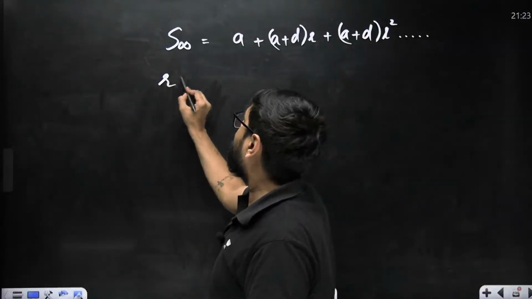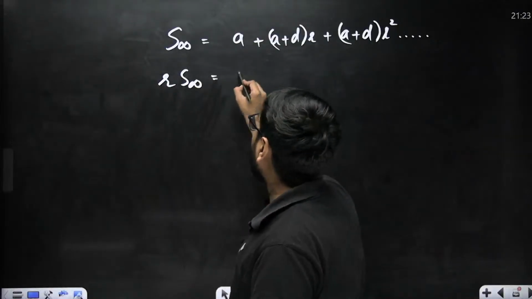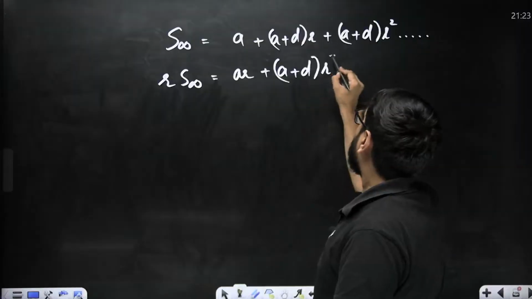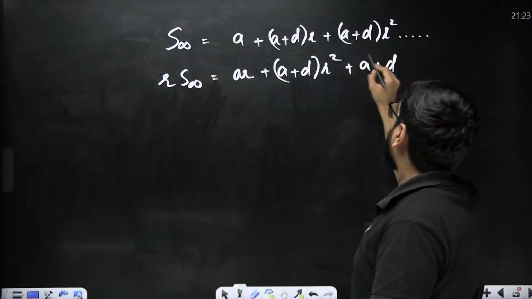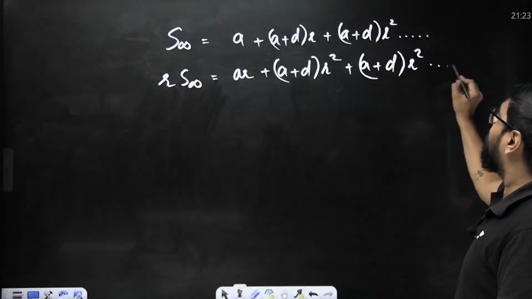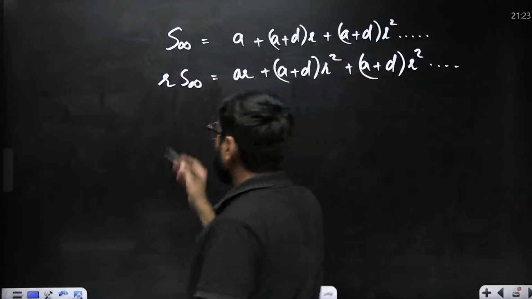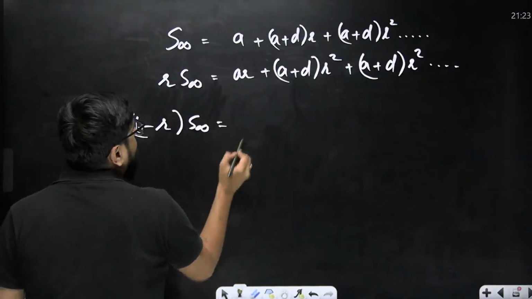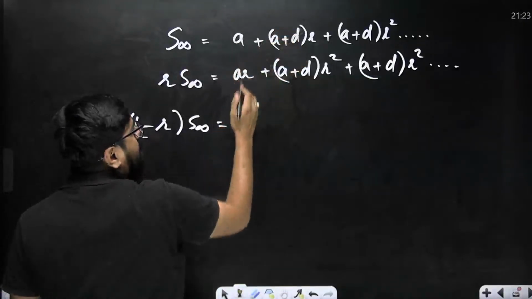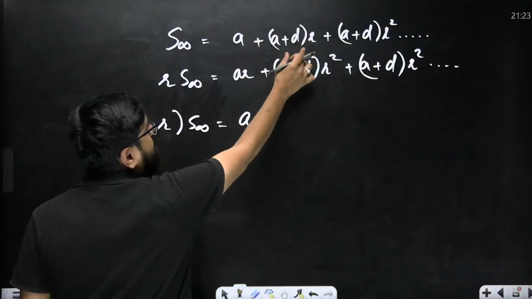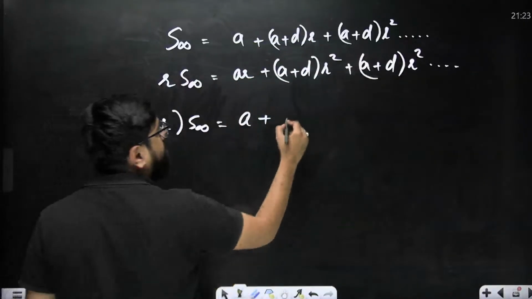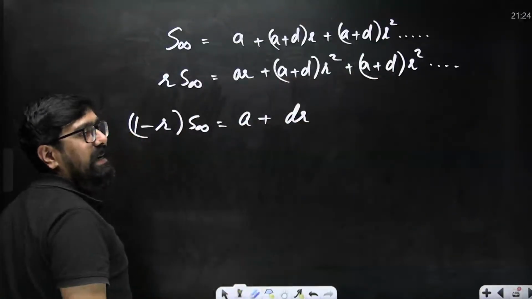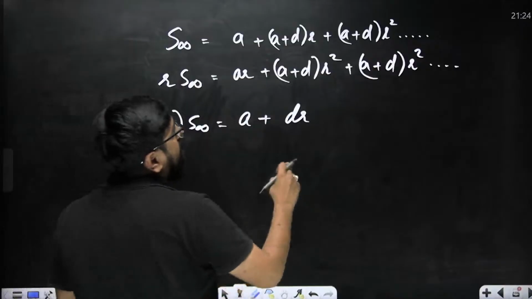When I multiply with r, what do I get? ar plus a plus d into r square plus a plus d into r cube, and it is going to keep going on like this. Now subtract these two. So 1 minus r into sum of infinite terms is equal to what? This minus this, a plus d into r minus ar will be dr.